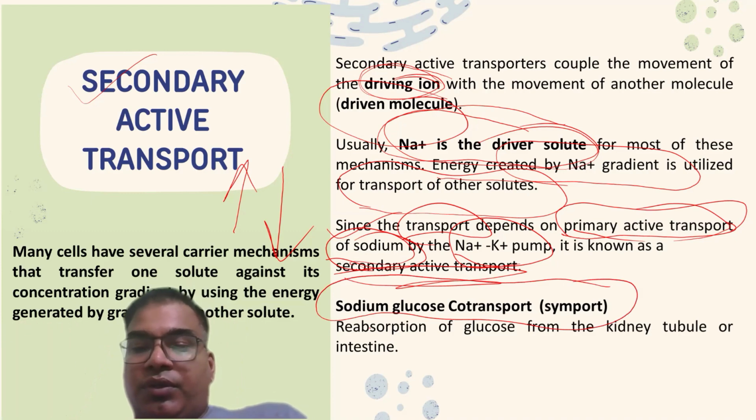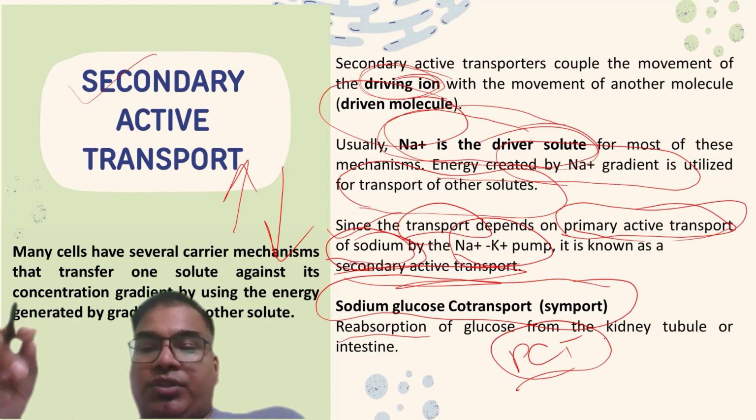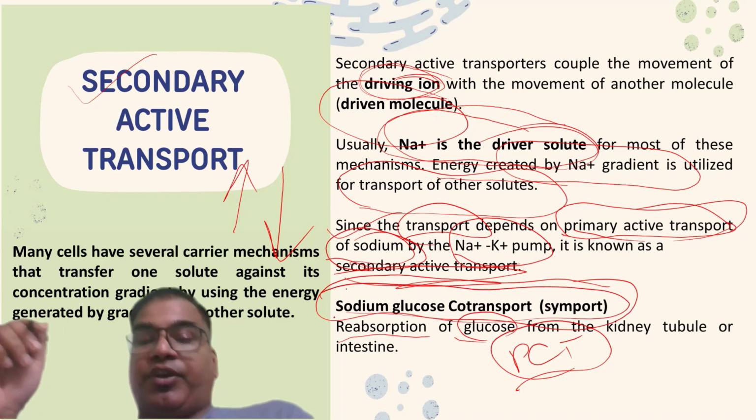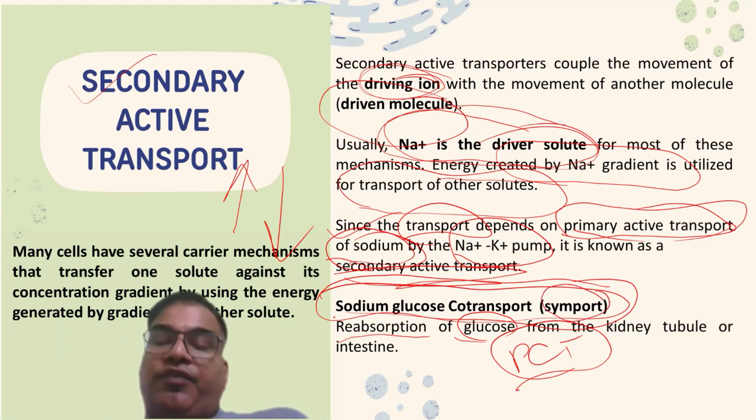So in the PCT, that is the proximal convoluted tubule, which is the part of the nephron, reabsorption of glucose is done by this secondary active transport. Here we are calling it sodium glucose co-transport. The word symport refers to the direction of these two ions, sodium and glucose, being the same.